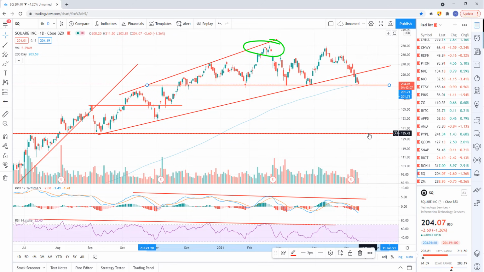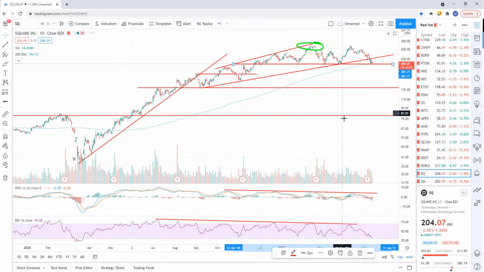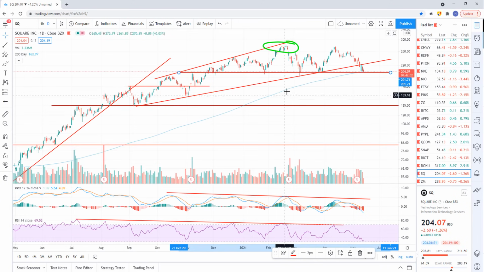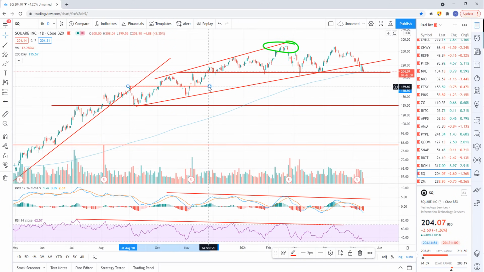But if we break that, I think Square is probably heading all the way down to this 135.40 area. That's the next level I see as kind of major support. We've also got a little bit of a support line right here at about 171.20. All right. So that one, I still like it.